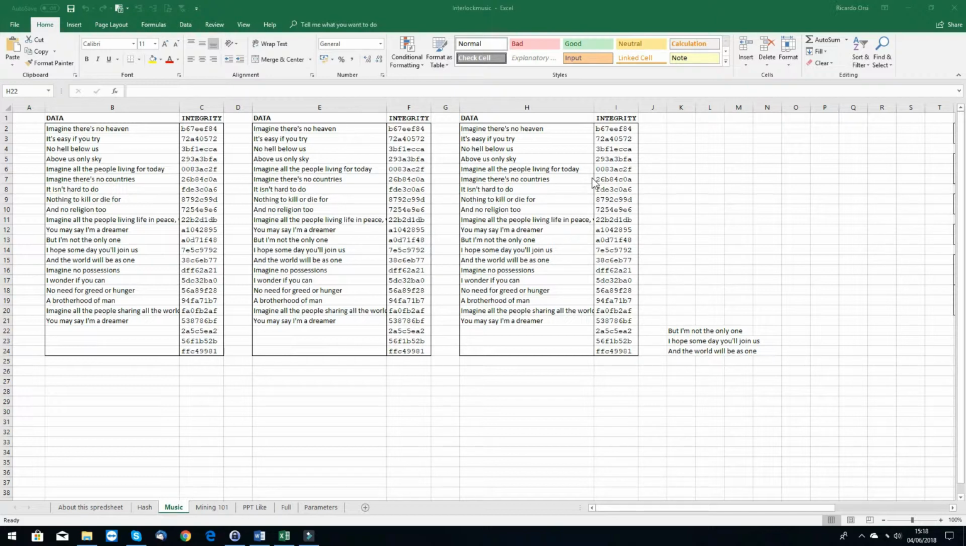So again, I'm using the lyrics for Imagine from John Lennon. And here we are. We have three exact identical blocks of information. So for each cell here, we have a block. For this cell, the hash for it, only the last 8 digits, is this one. If I have the same text, I'll have the exact same hash.